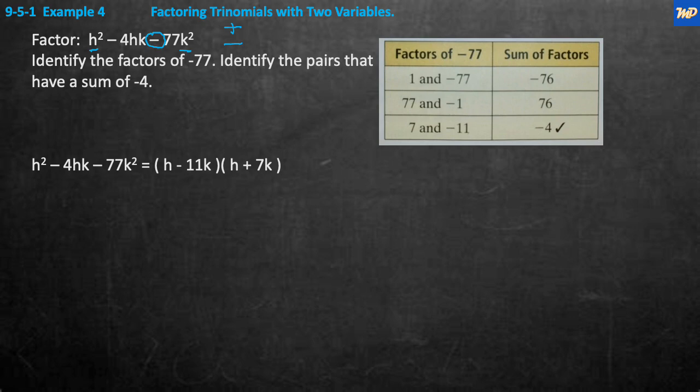So when we look down the terms, we have 1 and negative 77. That's negative 76. Ain't going to help. 77 and negative 1 is 76. That's not going to help. But we look here, we have a 7 times a negative 11. That's 7 and 11. There's a difference of 4. We're looking for a difference of 4. Negative 11 and a positive 7 give us a negative 4. That's exactly what we're looking for.